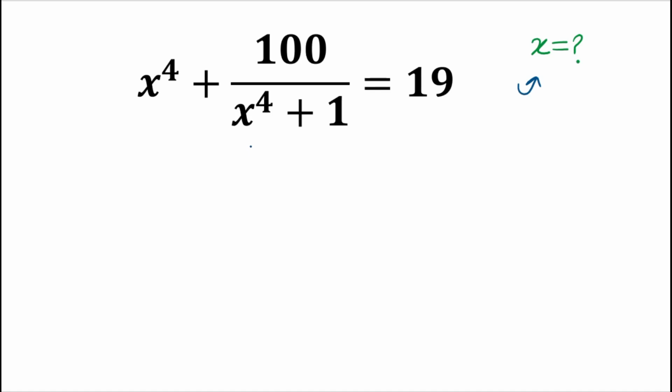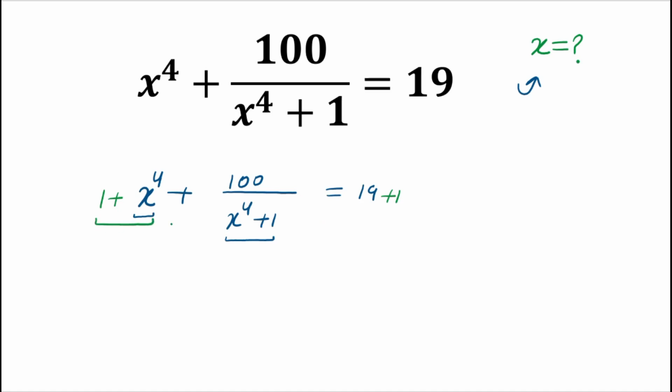Now let's start the solution of this question. Here (x^4 + 100)/(x^4 + 1) equals 19. Look carefully here: x^4 and here x^4 + 1. Now if we add 1 to both sides, then this expression and this expression are the same.